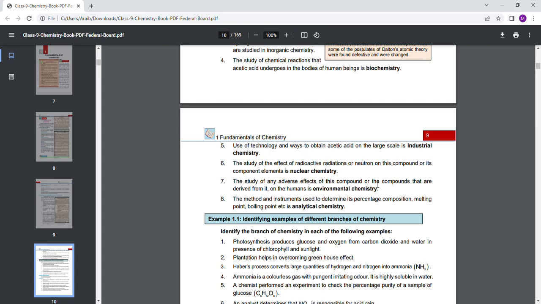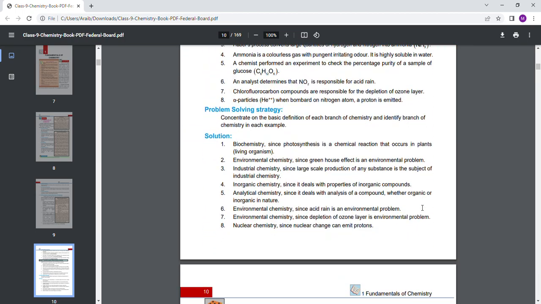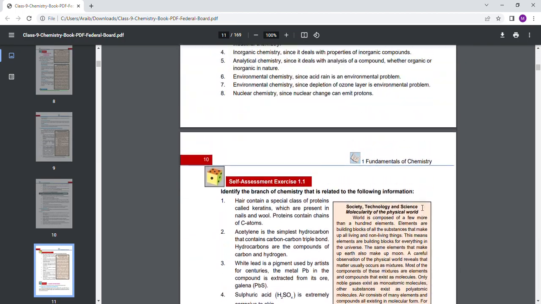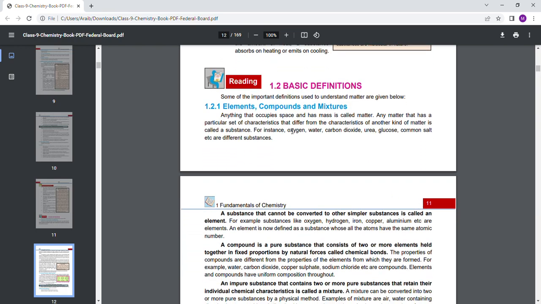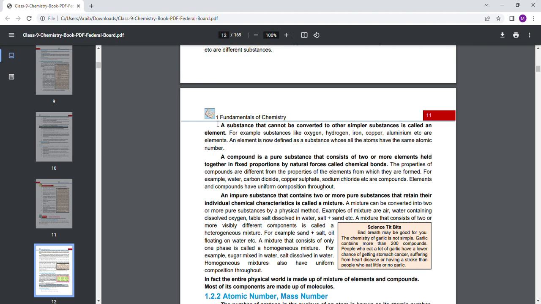is analytical chemistry. Now we will study some main parts of this chapter: elements, compounds, and mixtures. We will study mainly the differences and some examples, not all the paragraphs, because it will take too much time. A substance that cannot be converted to other simpler substances is called an element. For example, substances like oxygen.